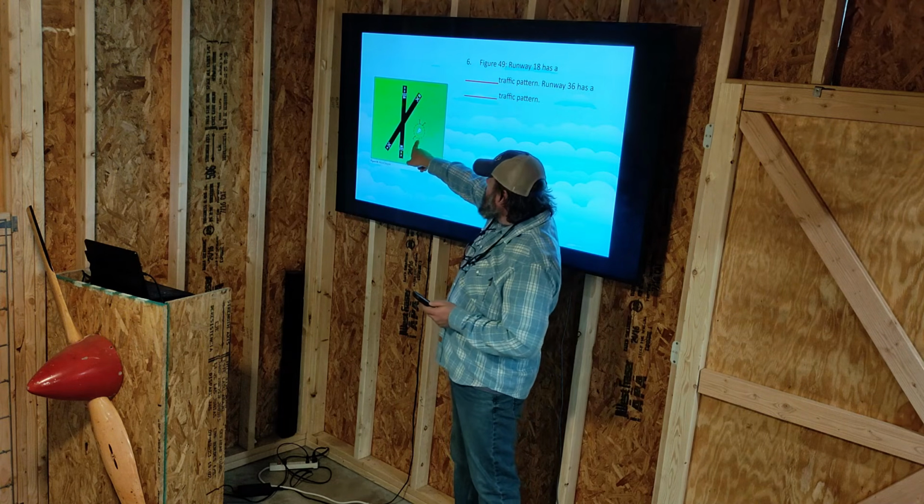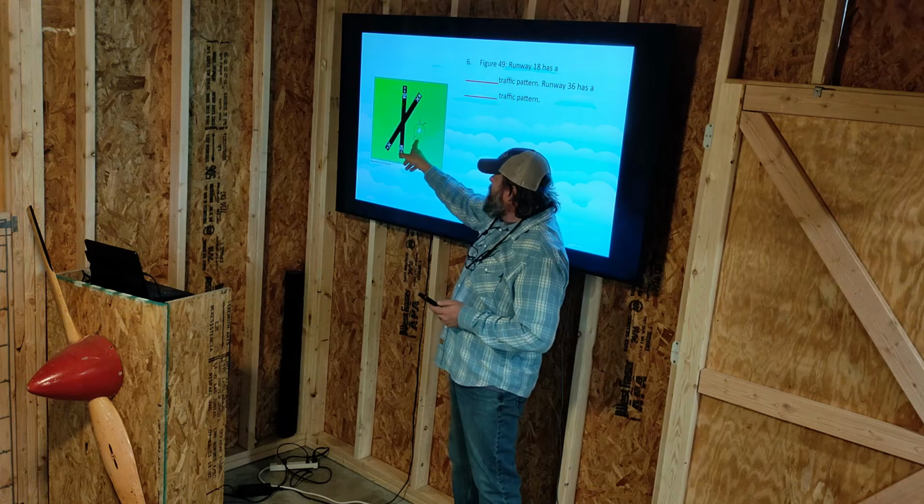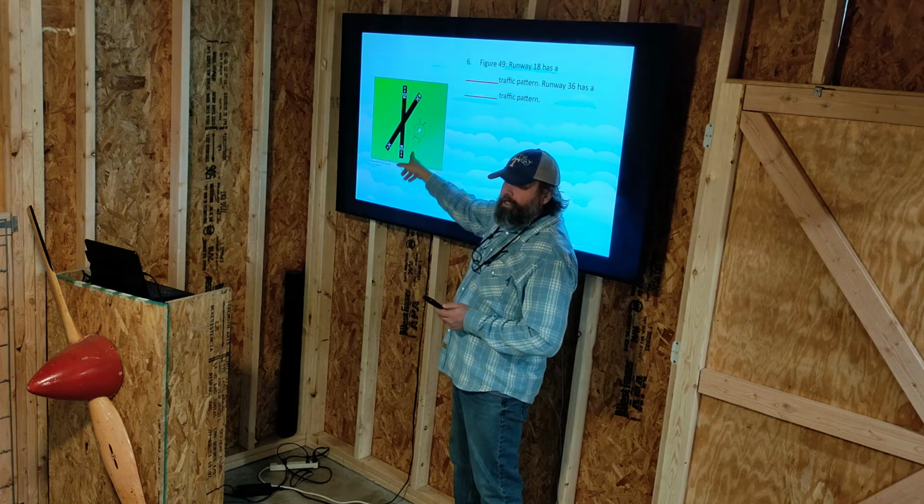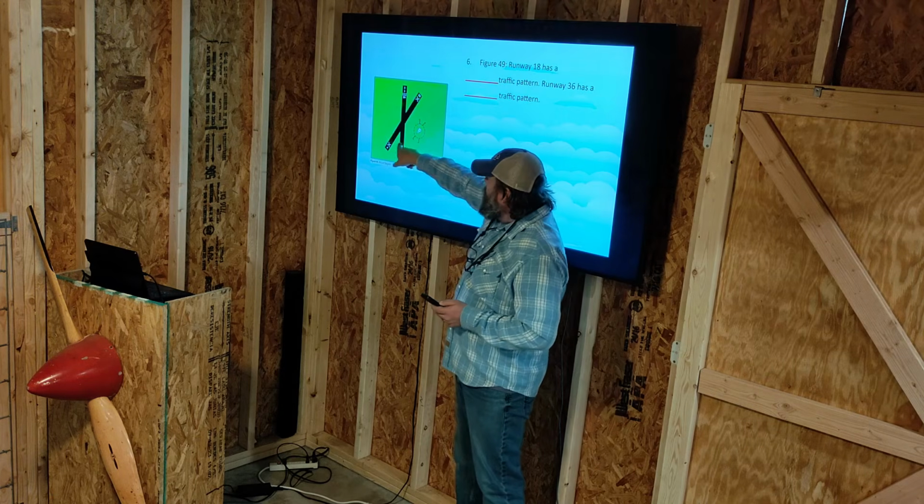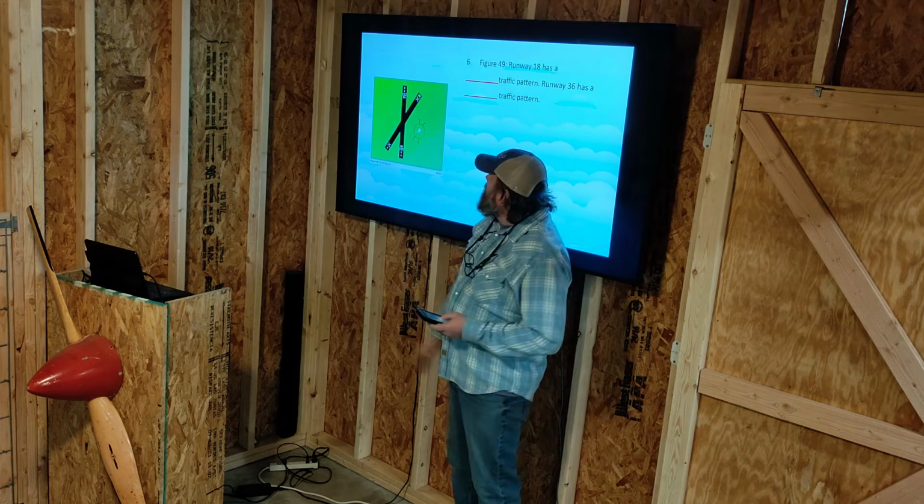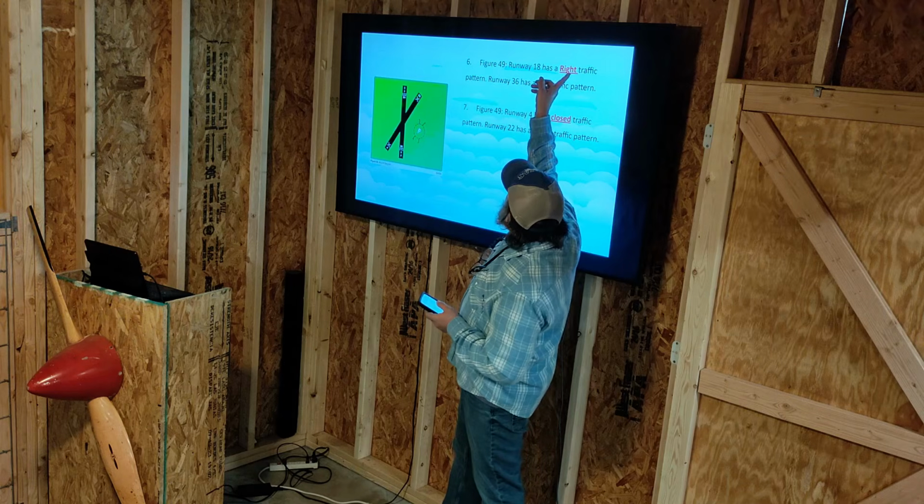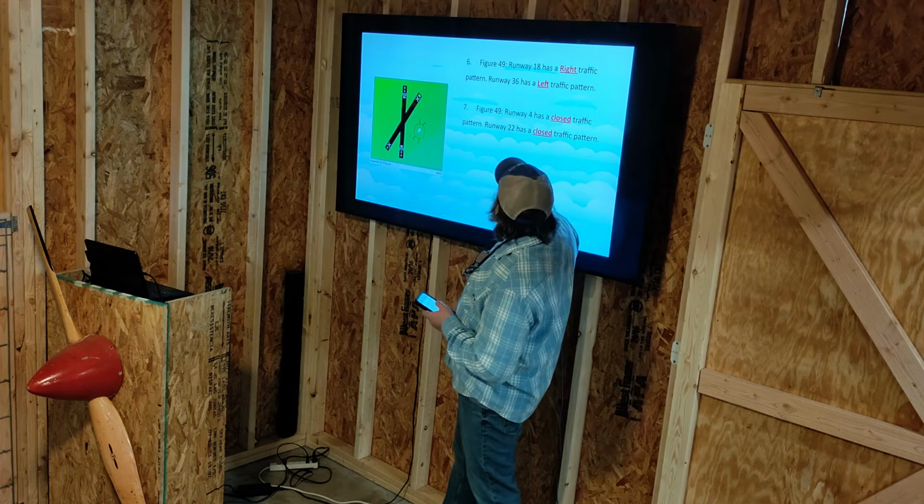Think of it as a compass thing too. The direction south, you're going 180 degrees. That's south. You're flying that direction. That's your runway, and it is a right pattern. And runway 36 has a left pattern.